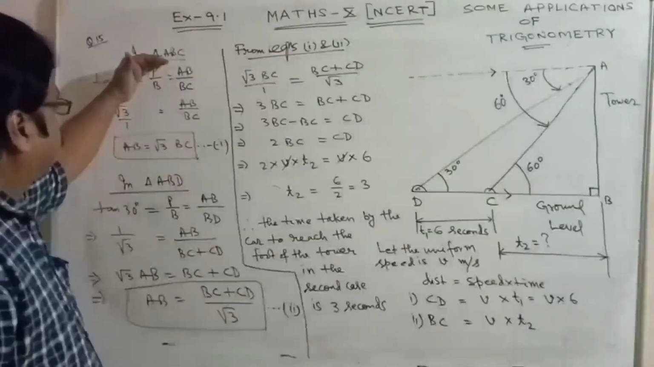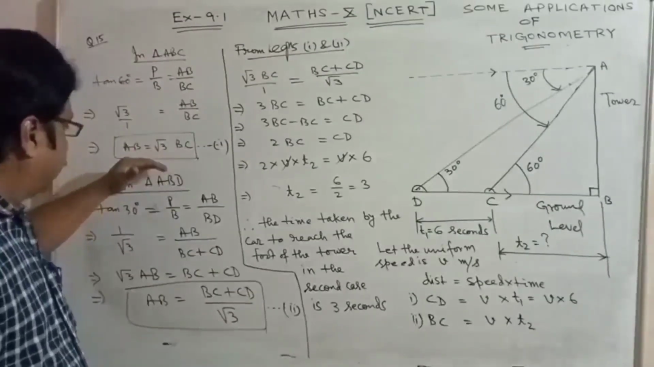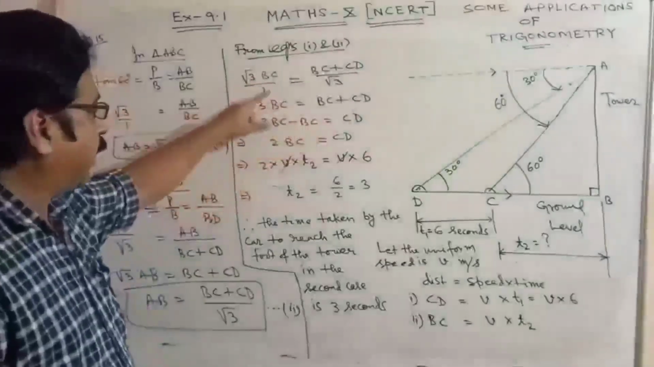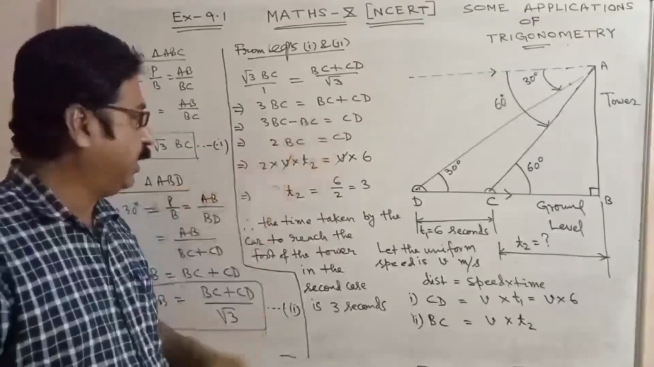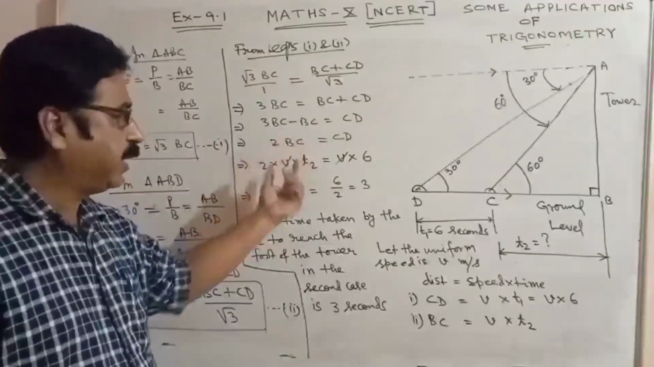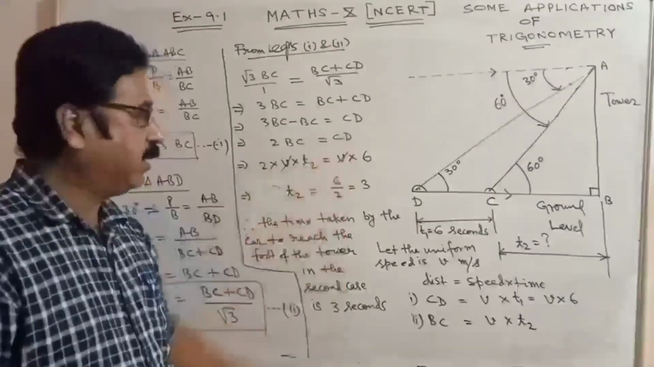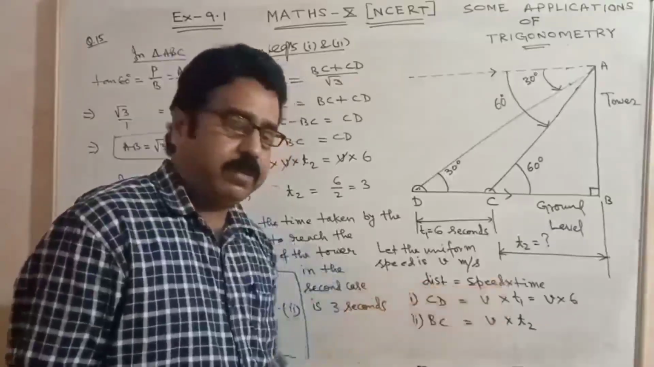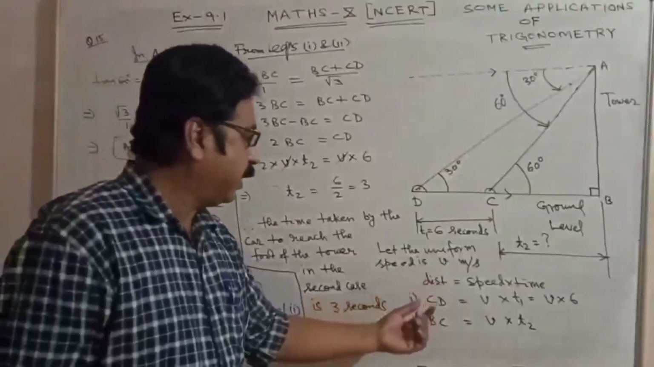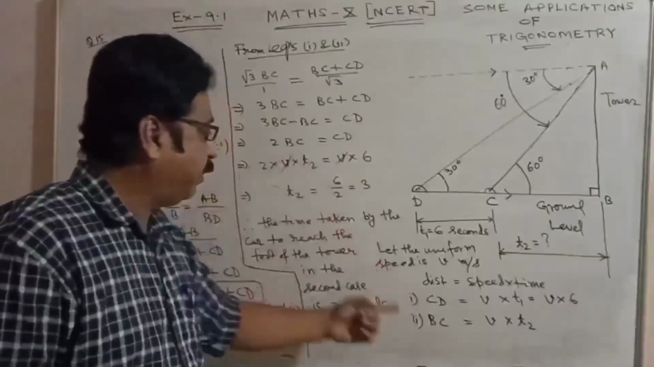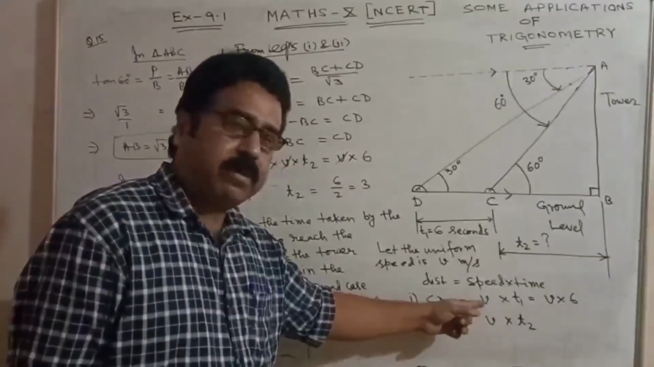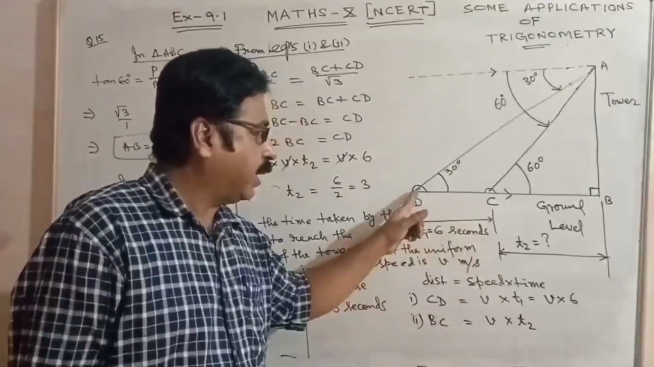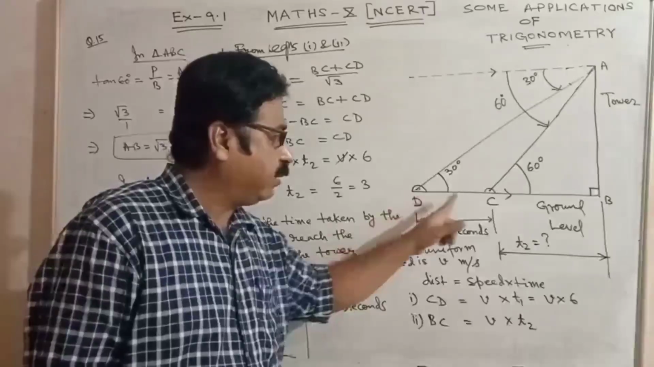So for this sum, first get AB, then also get AB, then right side and right side equalize. From here get some relation, 2BC equals to CD. Now BC is a length, length means distance. CD is also a length, means it is a distance. Distance equals to speed into time. This relation we know. In place of distance write CD and BC. Speed is uniform. Uniform speed is suppose V. V into, for first case means the car when it reached from point D to point C.